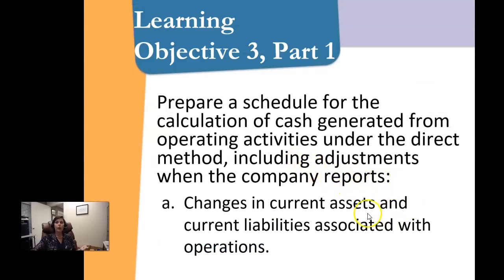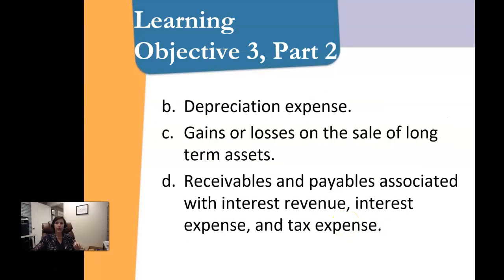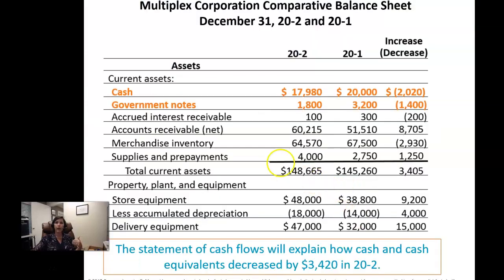We're now going to look at this from a more complicated standpoint, where we have changes in current assets and liabilities, which we did not have with our simple example. So we will also be looking at depreciation expense, gains and losses, long-term sale of assets, and receivables and payables related to more items than we had looked at in our simple example.